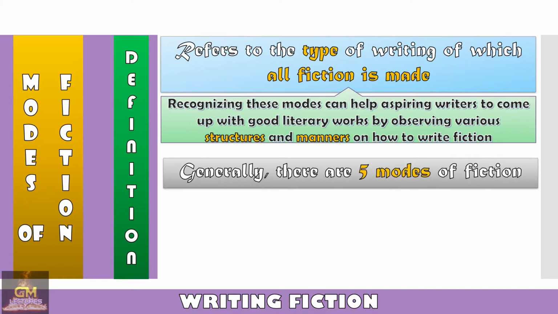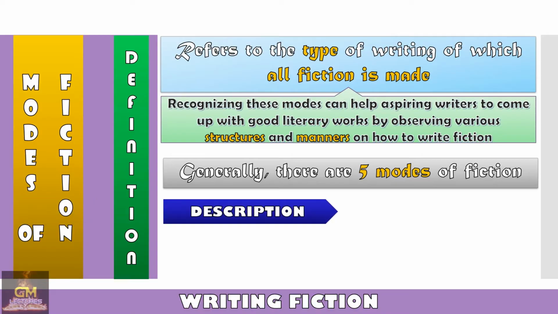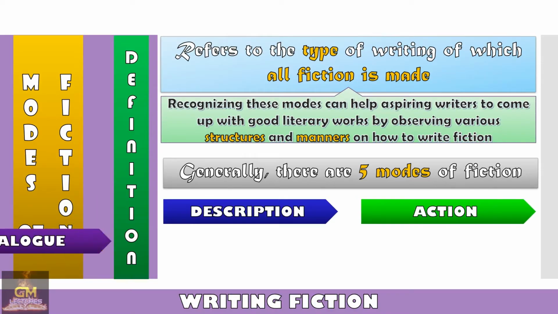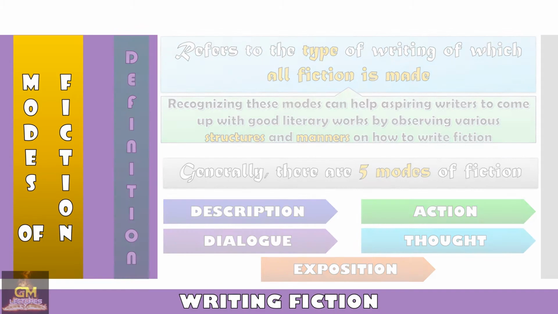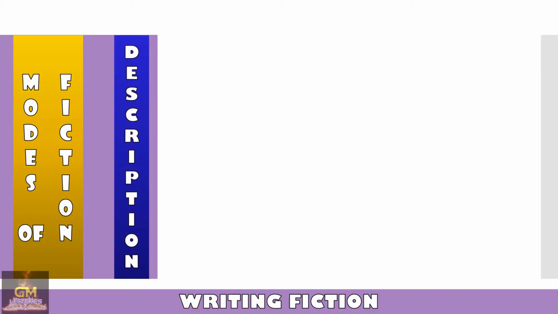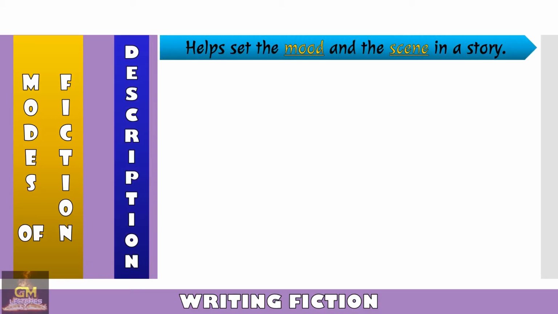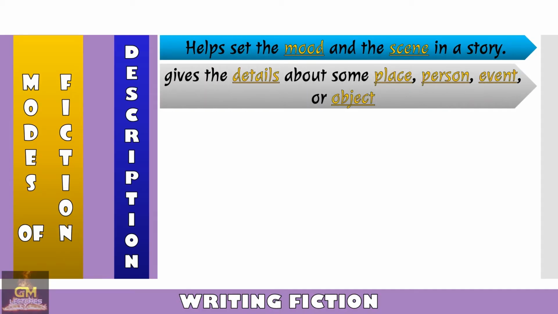Now, generally, there are 5 modes of fiction. We have description, action, dialogue, thought, and exposition. At this point, let us focus on description. Description helps set the mood and the scene in the story. Also, description gives details about some place, person, event, or object.